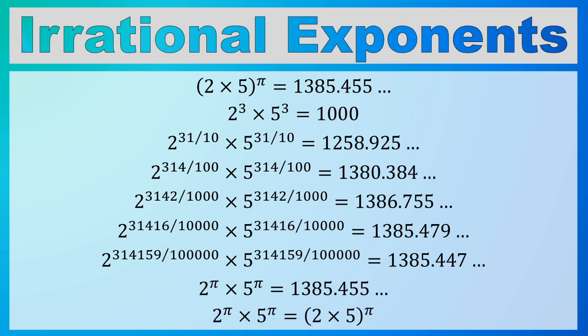And so it would make sense for 2 to the pi times 5 to the pi to be equal to parentheses 2 times 5 and a parentheses and that to the pi.